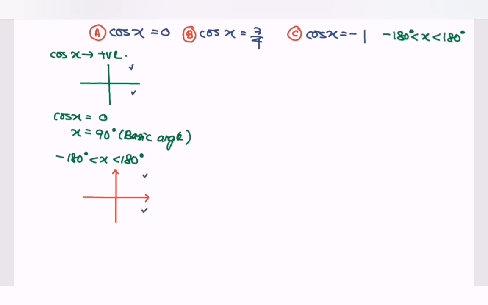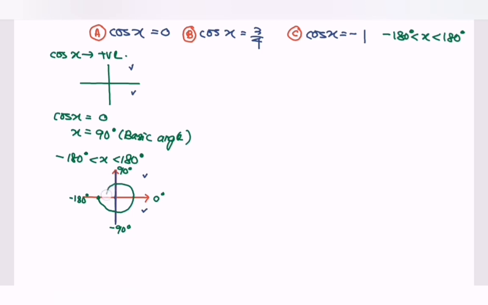Step number 2, observe the basic angle, and here we will have the basic angle. Step number 3, kindly illustrate the range. So here will be our starting point, which is negative 180. Follow the anti-clockwise rotation. So we will have negative 90, then we will have 0. Continue the situation until this part, we will have 90.